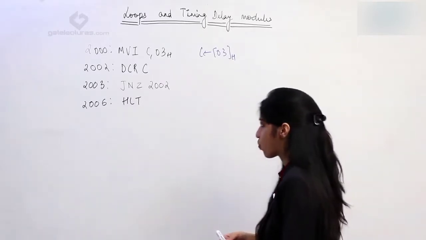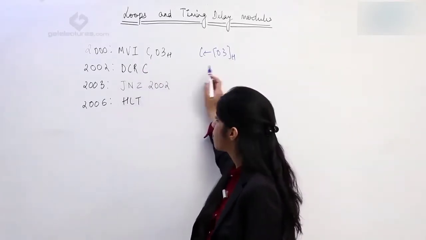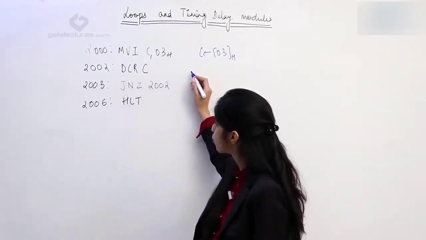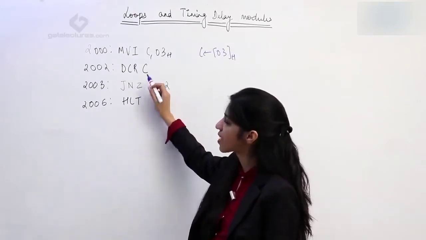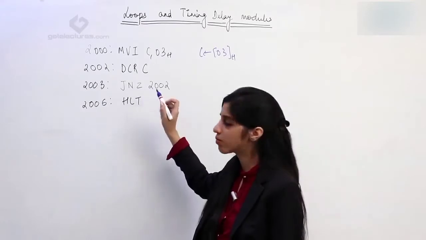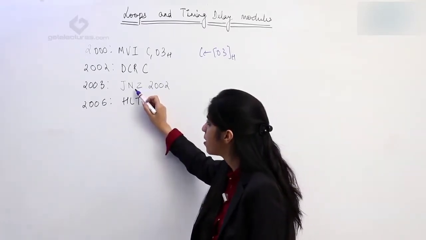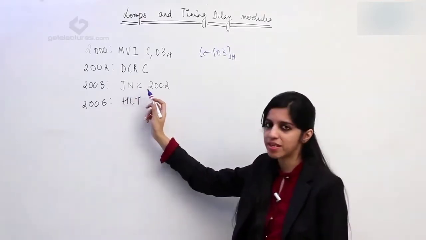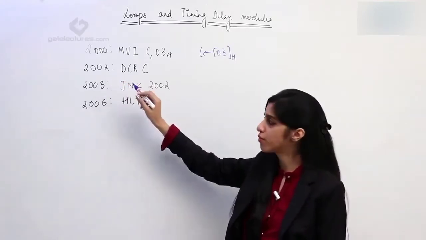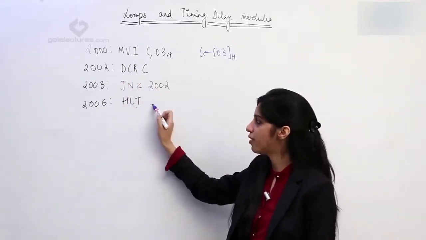Now what happens in this program is, we are loading C with 03, then we are decreasing C. Suppose in this cycle C becomes 02. Then we are going to check the contents of C. JNZ means jump if not 0. If not 0, jump to 2002. If 0, then the condition is false, there will be no jump, the program will end.